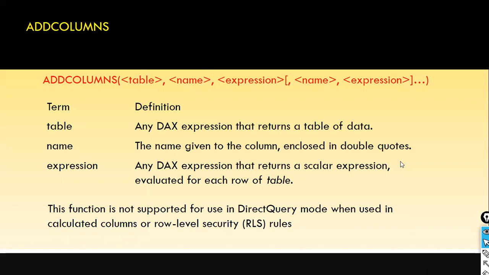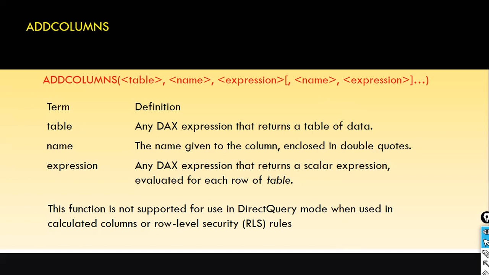The second is the name given to the column, enclosed in double quotes, and then the expression. So table, name, expression, name, expression, and so on. The expression is any DAX that returns a scalar value for each row of a table. This function is not supported in DirectQuery mode when used in calculated columns or row level security rules. You need to remember this one also.